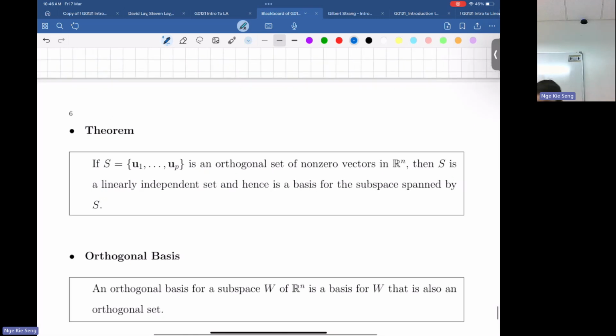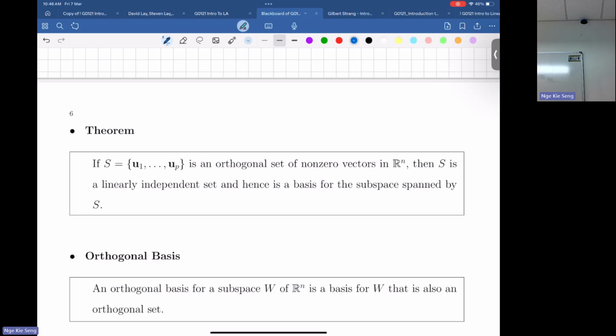Next, theorem. If X is an orthogonal set of non-zero vectors, then X is a linearly independent set. So this is a new way to check whether a set is linearly independent or not. You just check whether it's an orthogonal set or not. Just now I asked you to check an orthogonal set, and you saw that actually they are linearly independent. In fact, it is always true, and hence it is a basis for the subspace spanned by X.